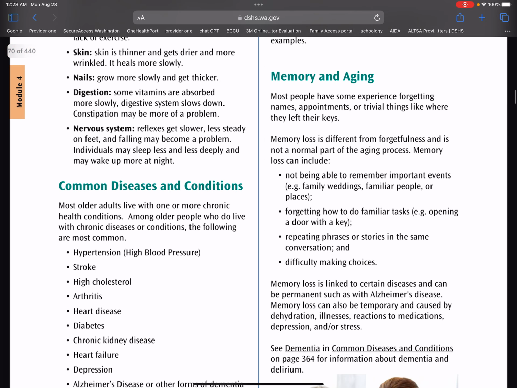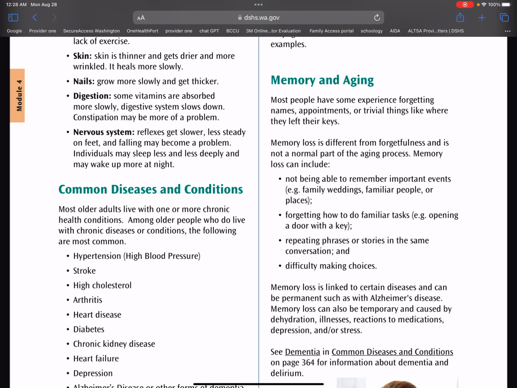As we age, our memory changes too. Memory loss is different from forgetfulness. Don't confuse those two. Memory loss is not part of the aging process. Memory loss can be that you may not remember where you put your keys this morning, or you may forget how to do familiar tasks that you used to do before, or making difficult choices might be different.